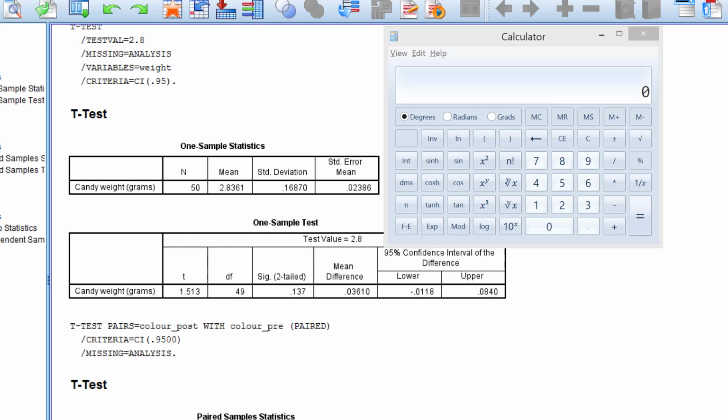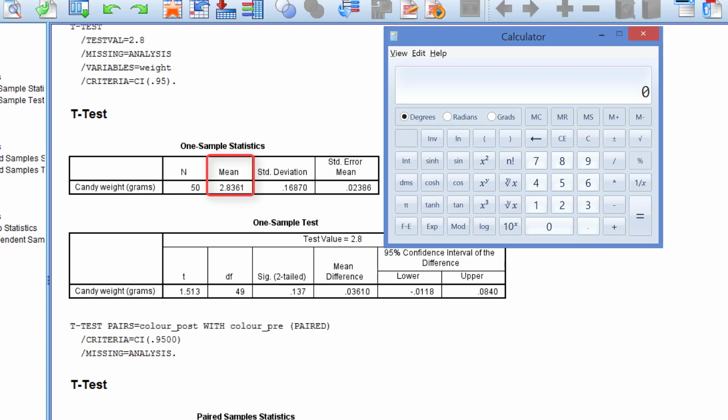First of all, a one-sample t-test. In this example, I test the null hypothesis that population candy weight is on average 2.8 grams. In our sample, we find a mean of 2.836 grams. So our unstandardized effect size is what we find in our sample, 2.836, minus what we hypothesize in the population, 2.8, or a difference of 36 microgram. This is our unstandardized effect size.